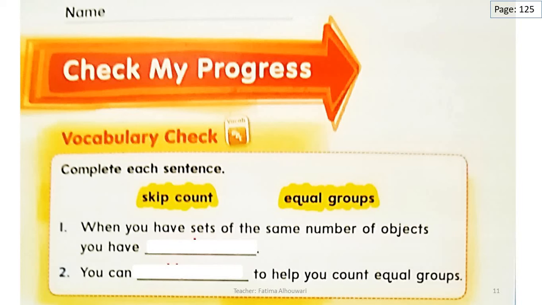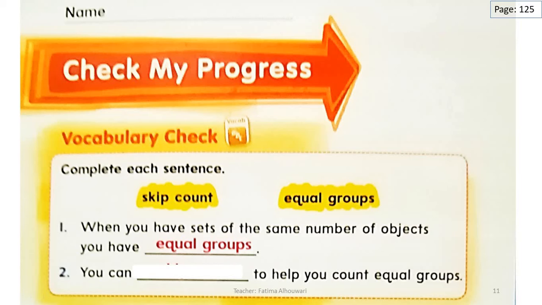Let's start with the first question, vocabulary check. We have two vocabulary words here, skip count and equal groups. We should fill them in these blanks. Let's read the first statement. When you have sets of the same number of objects, you have, what do you think? Skip count or equal groups? Did you say equal groups, grade 2? If so, you are totally right.